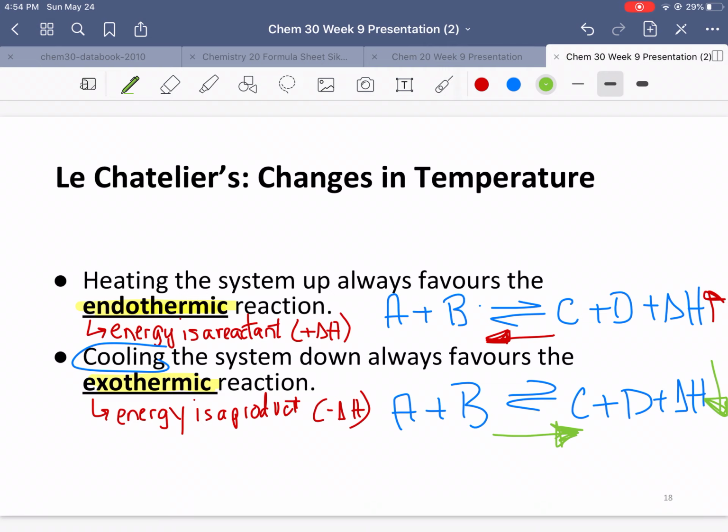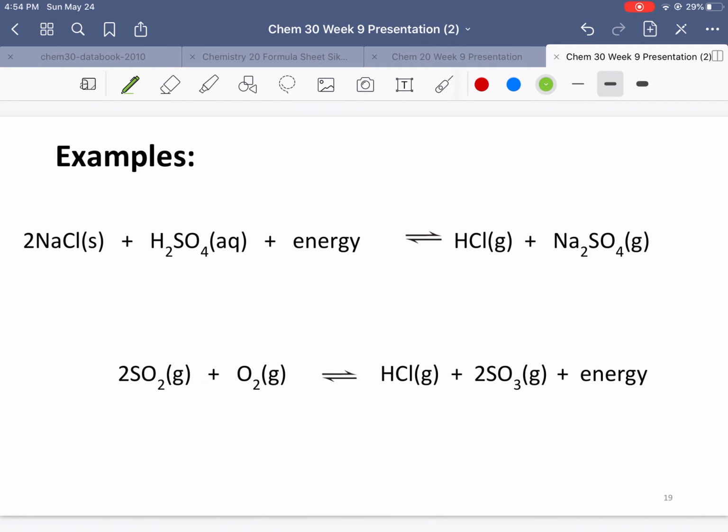Okay, let's keep going. What if we have these two particular systems? Now, you don't have these examples in your written notes, but I just want you to think about them and think about the logic of them. Take this first one. What if I do the scenario where I heat the system up? If I heat the system, is this going to favor the forwards reaction or the reverse?